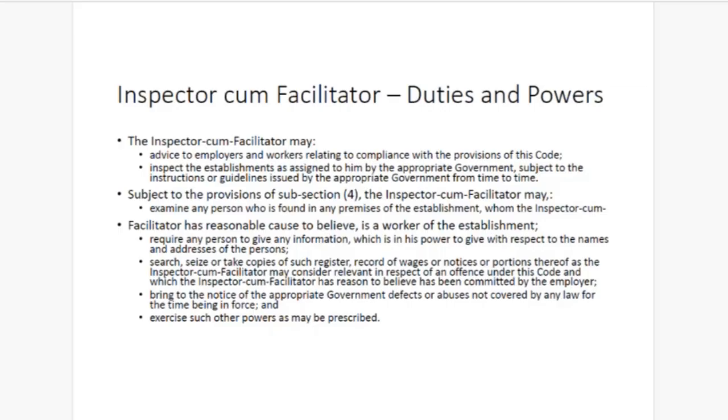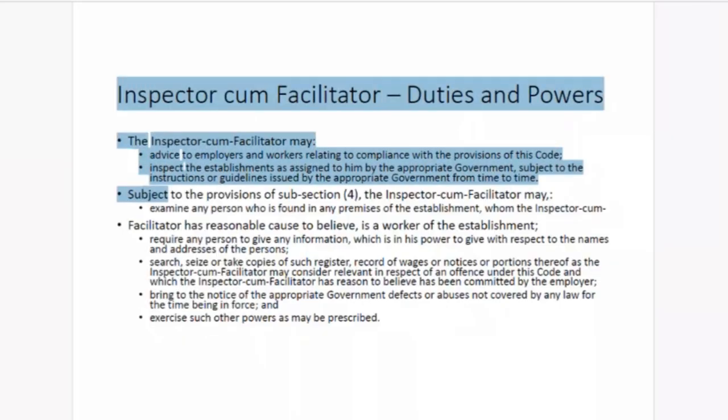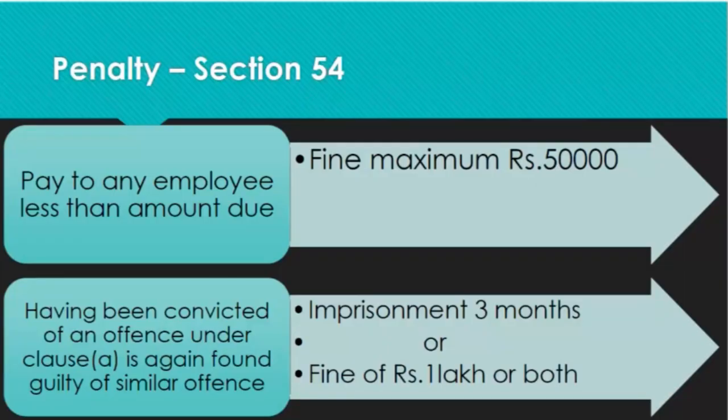Okay, because they are the ones who are actually seeing the establishment, seeing how the workers are being treated. So if they find that there is a loophole in the Code of Wages Act, they can refer for certain amendments or suggestions as well. So these are the duties and powers of an inspector and facilitator. This is important from an exam perspective. Powers of inspector under all industrial acts is important. You need to know.